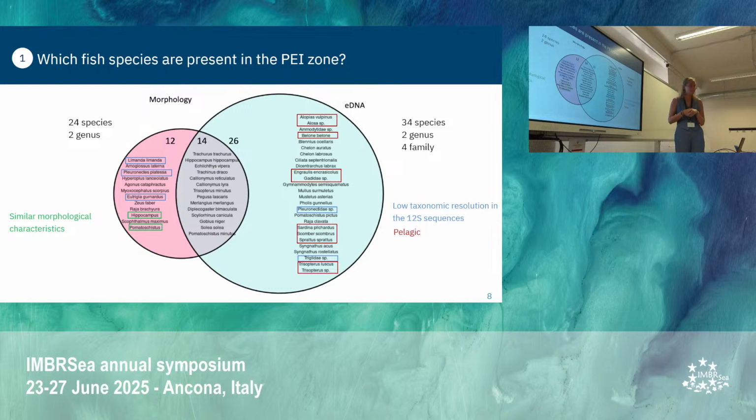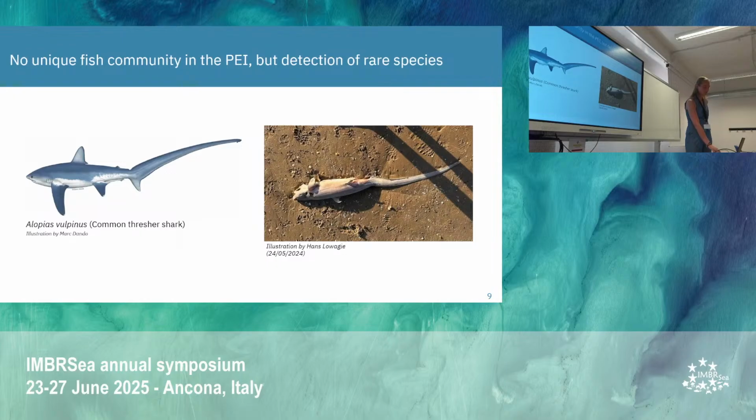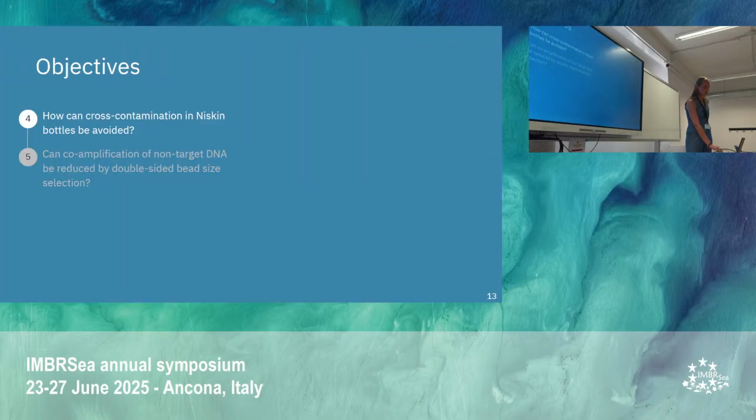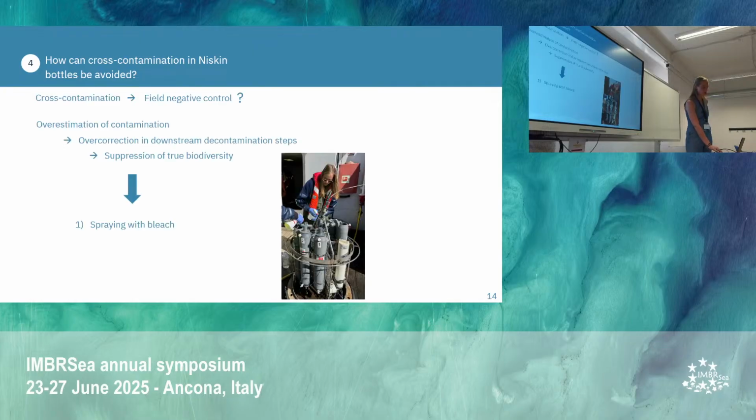And if I understand well, for your decontamination experiments, you artificially contaminated the Niskin bottle with DNA from two alien species. How did you do that?